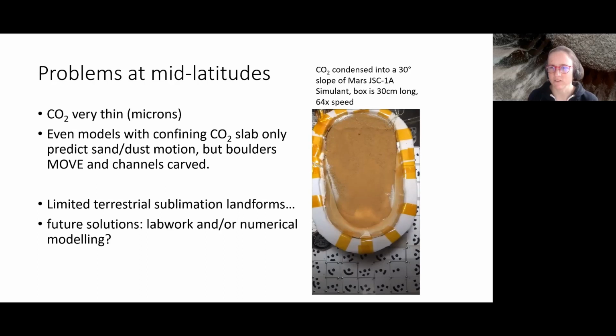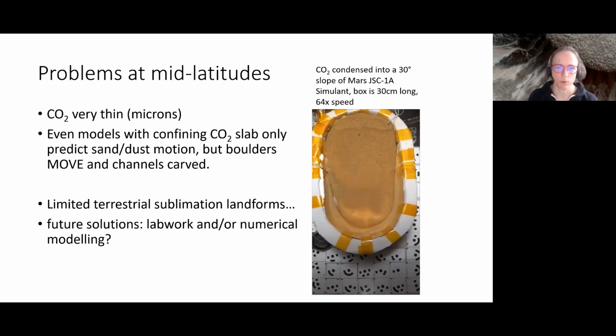So we don't have sublimation landforms on Earth to help us with this. We can't go out and observe the creation of gullies formed by sublimation in the field. So what do we have to do? We have to rely on lab work. So you can see a speeded up video of some lab work that was done a few years ago in simulated Martian conditions with CO2 ice. And we can also do numerical models to try and look at this. This is something that I'm actively working on at the moment, trying to understand how CO2 sublimation could actually work to form gullies.